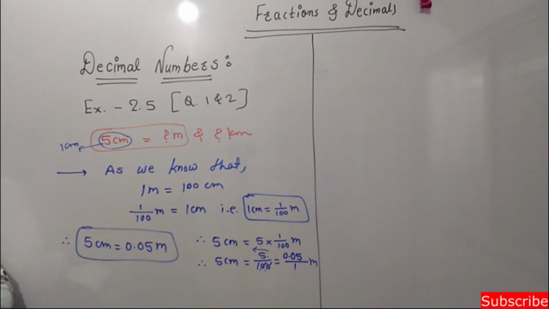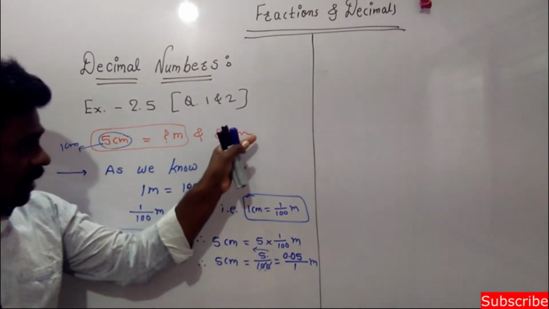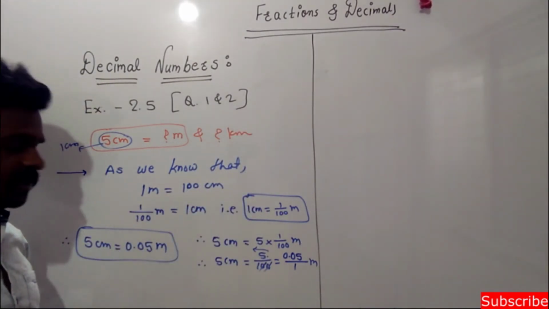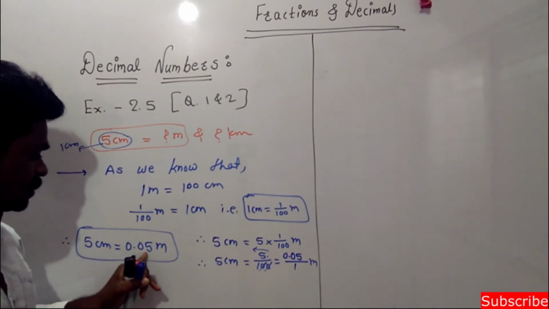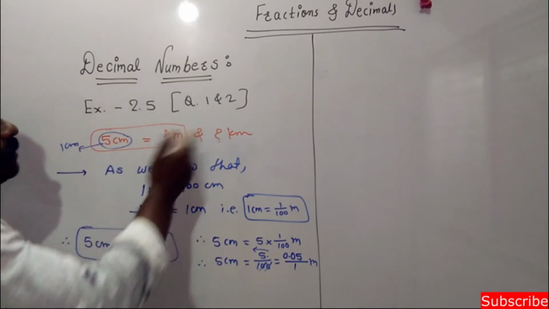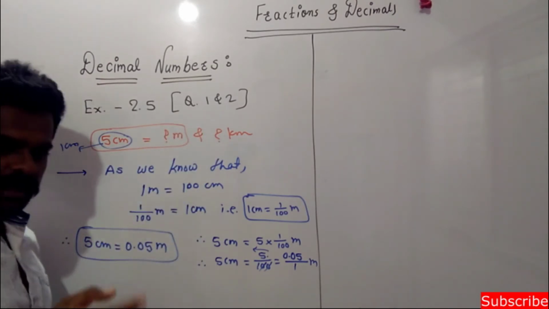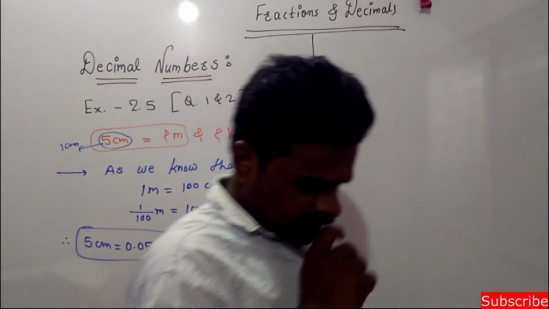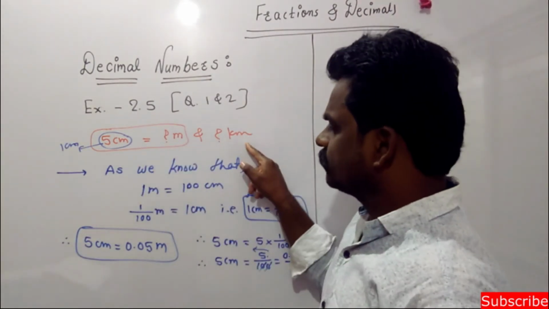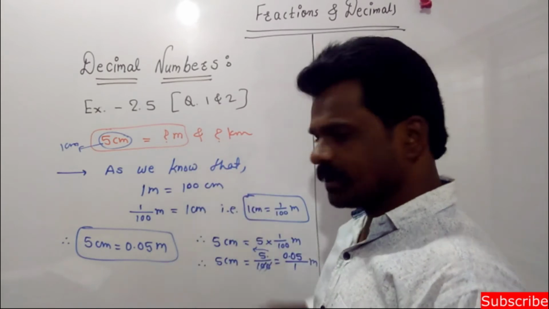Now one more question was there. How many kilometers are there? 5 centimeter is equal to 0.05 meter. So 5 centimeter is equal to how many kilometers? Now here we can go in two ways. Either direct centimeter to kilometer or meter to kilometer.